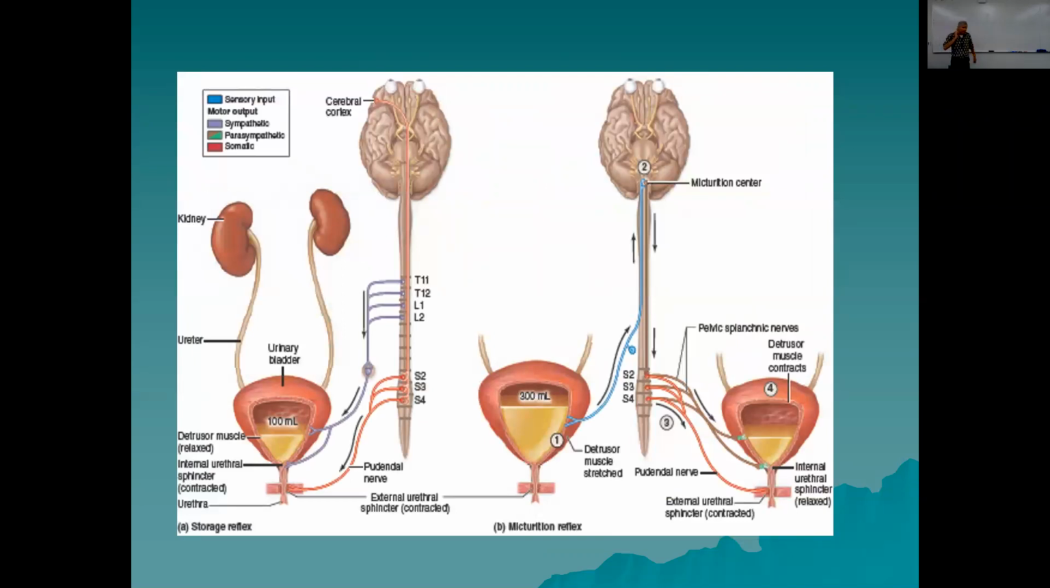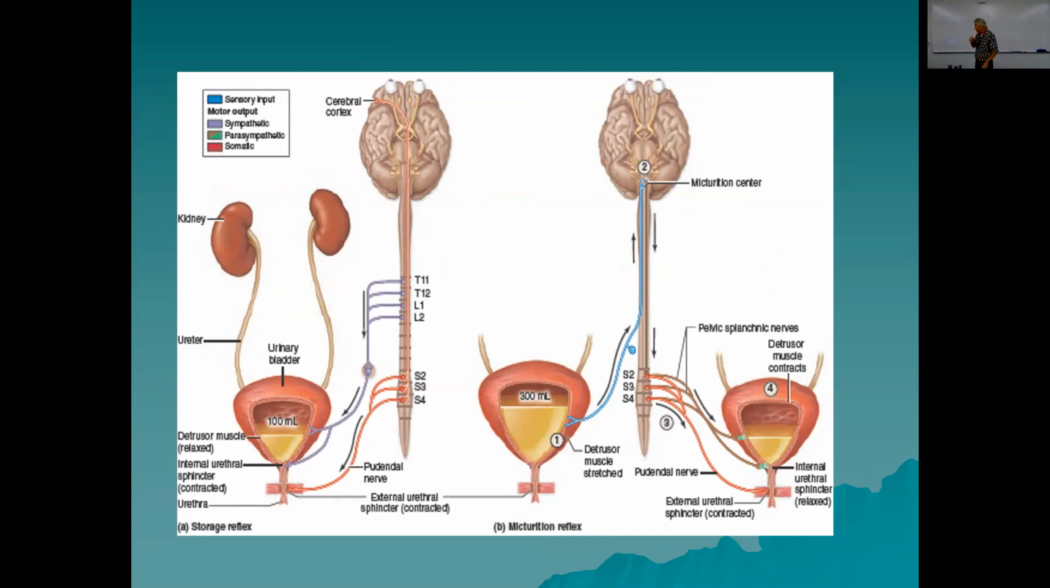And here is the micturition reflex right here. I showed you the figures on page 993. Now this is on 995. So here's the urinary bladder. It's got about 100 milliliters in it. When it gets to about 300 milliliters, the detrusor muscle is stretched.